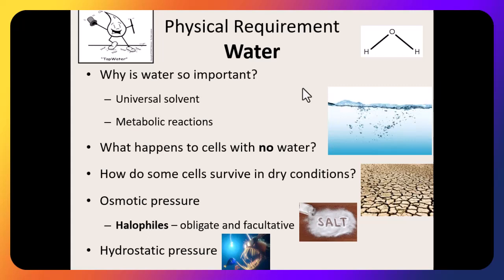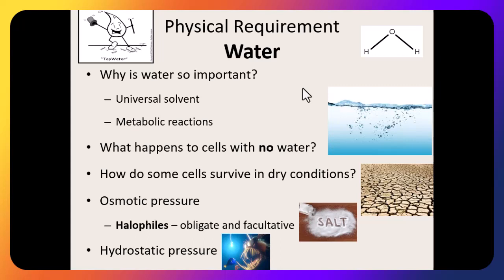Now, water itself can also pose potential issues when it comes to osmotic pressure. And when I'm talking osmotic pressure, anything osmosis is water. Osmotic pressure is talking water pressure. There are some microbes that require a high water pressure. They're called halophiles. They require a high water pressure. I'm going to go down to hydrostatic pressure.